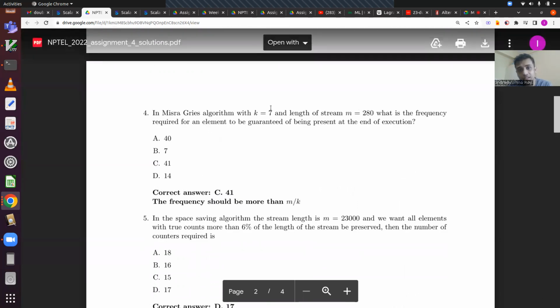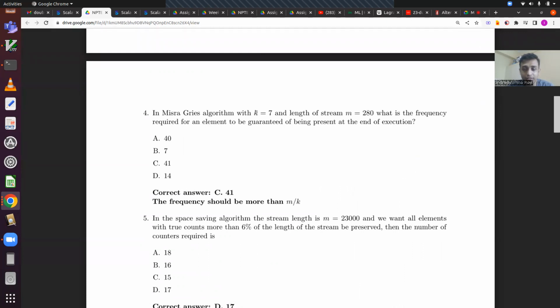So yeah, so here I think that formula comes in, that in Misra-Gries, if you have k counters and 280 elements, then what is the frequency required for an element to be guaranteed of being present at the end? So here there was that alternative algorithm, right? Where every time we have a new element, if that has not been seen before and there is a counter free, we update that counter and store it. Otherwise, we subtract from everything. That Misra-Gries was there. So there, I think this formula came. So this is m by k.